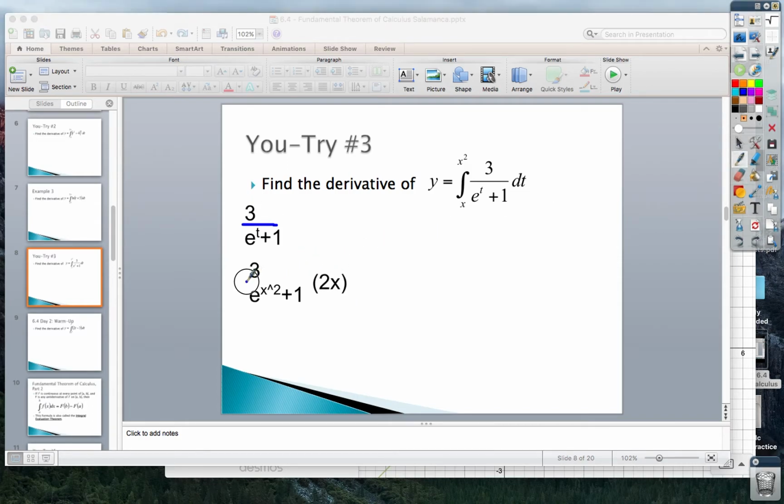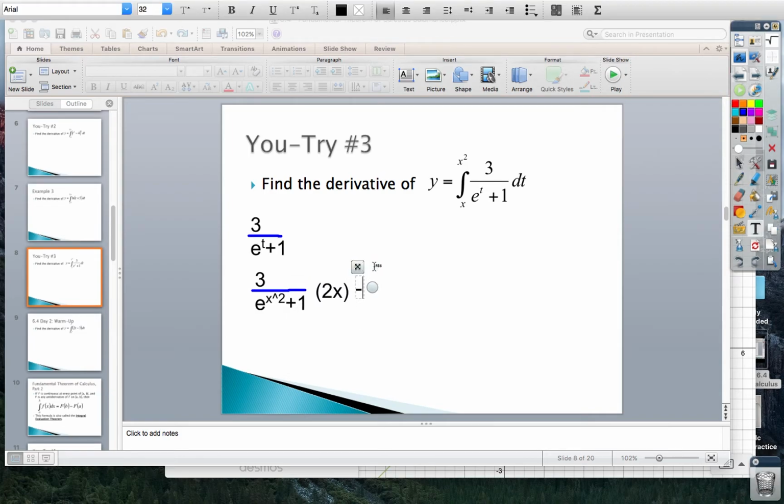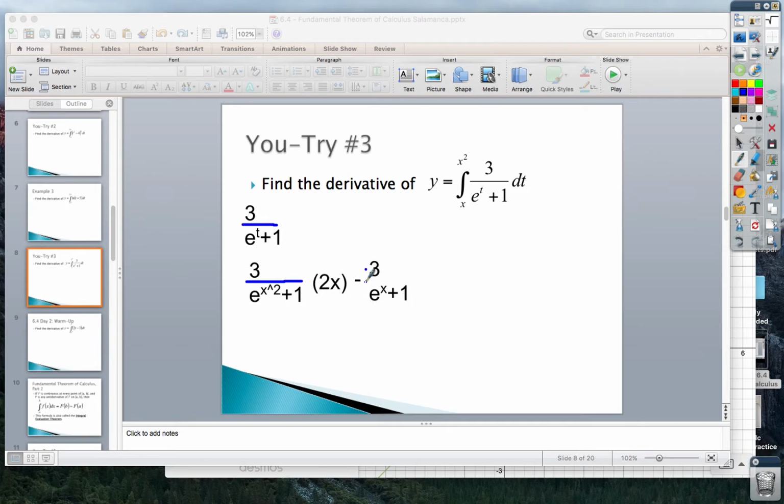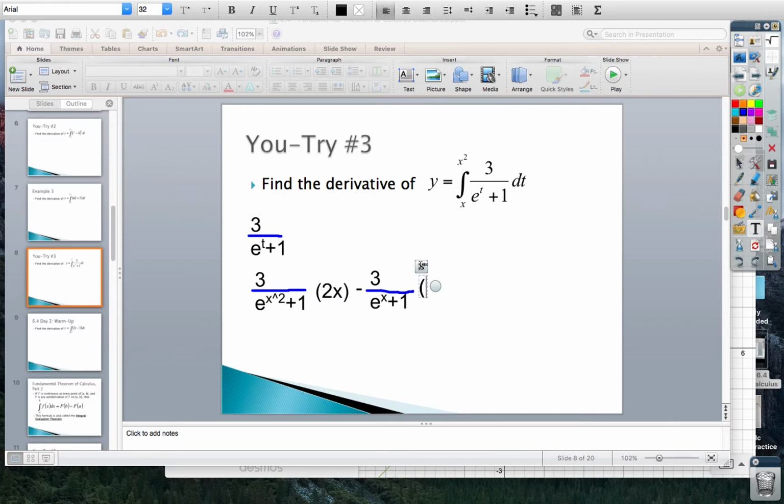This is a fraction, minus 3 divided by e to the x plus 1, and then we're going to multiply that by the derivative of x, which is just 1, and this is your final answer.